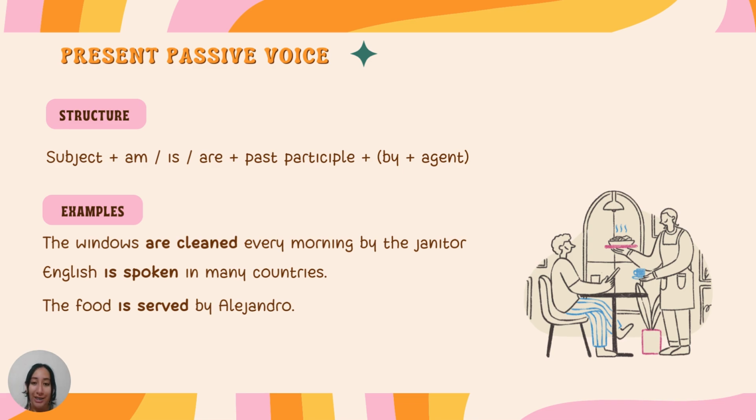And English is spoken in many countries. We don't say who speaks it, but the action is clear. And the food is served by Alejandro. Again, we see the verb is served. That's the present passive.